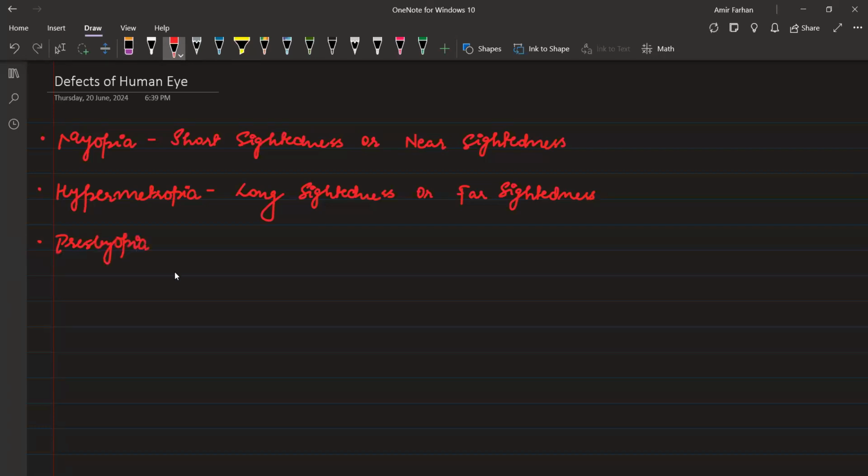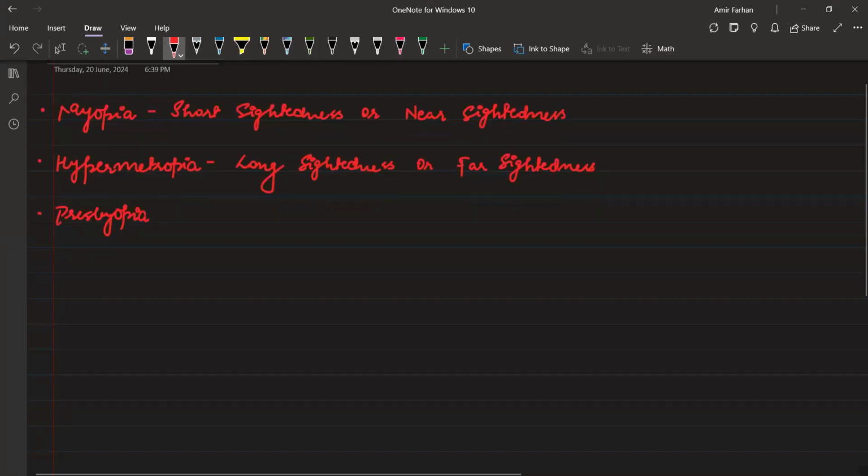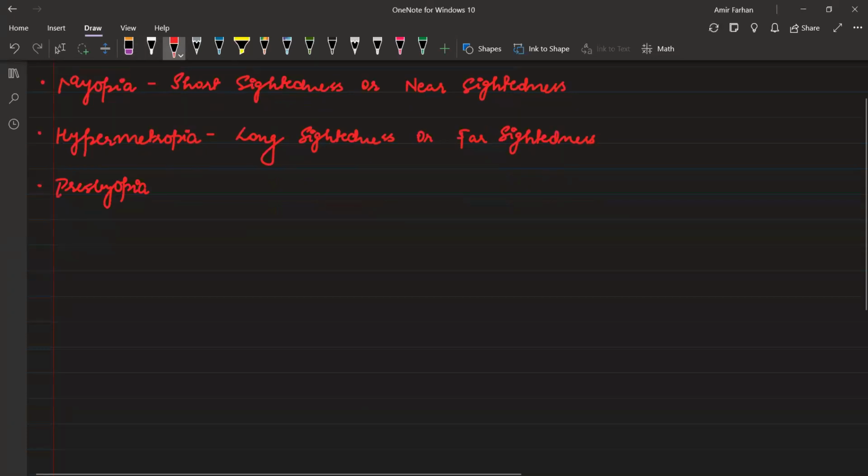Presbyopia. So basically, this is due to old age. So what is presbyopia? Presbyopia is a stage in senior citizens in which they cannot see nearby as well as far objects clearly. They don't have the power of accommodation, which lets the eye easily adjust its focal length according to the situation or the object. They have to use glasses so that they can see properly. That is presbyopia.